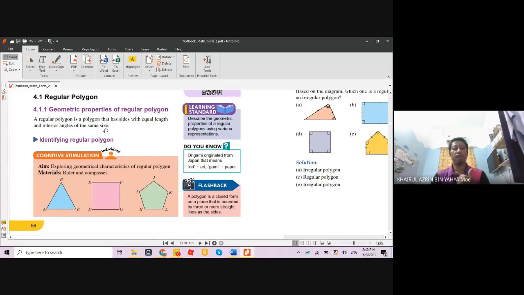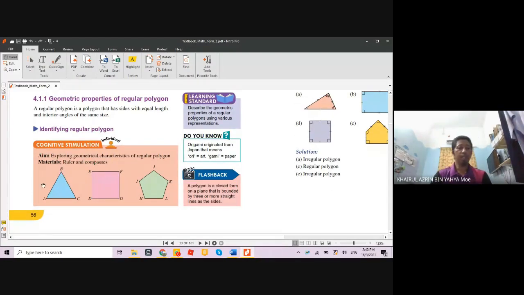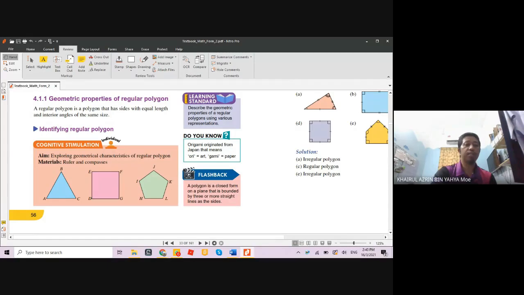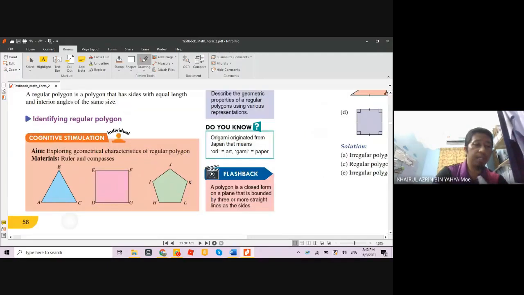First, all sides are equal in length. Second, all angles, the interior angles are same. All interior angles are same. Okay. So, like this one, identifying regular polygon. Okay. So, the first diagram here, this is we call as equilateral triangle. Equilateral triangle. And all the angle here are same, which is, let me make it bigger.